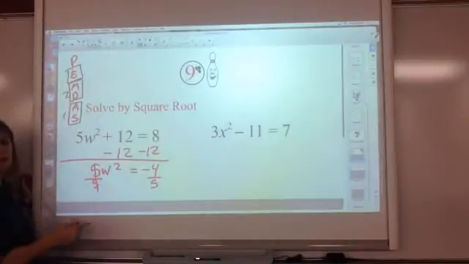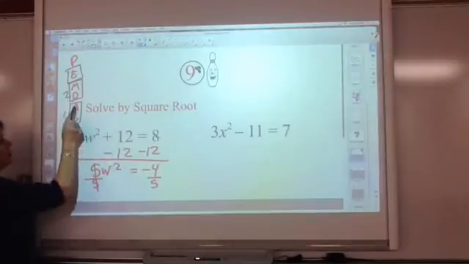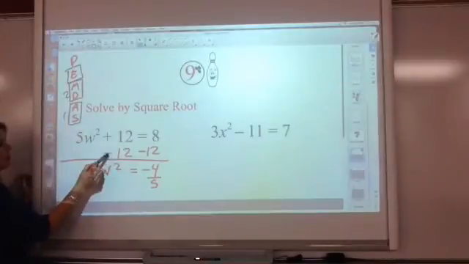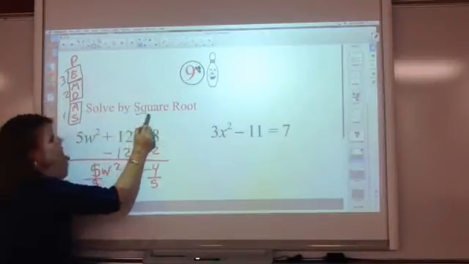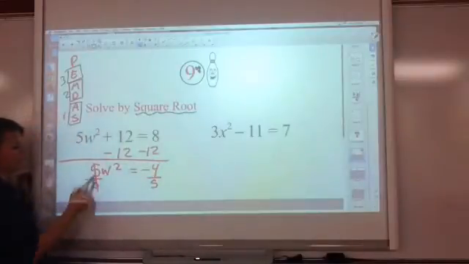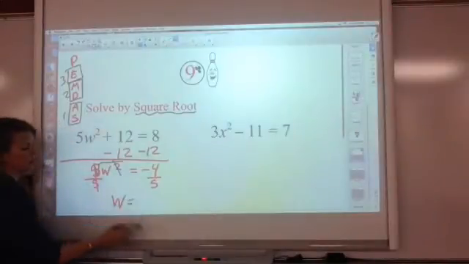In Algebra 1, the only exponents we have to care about is anything squared. We get rid of addition by subtraction. We get rid of multiplication by division. We get rid of a square using a square root. If I square root w squared, I now have w. And that's what I'm looking for.